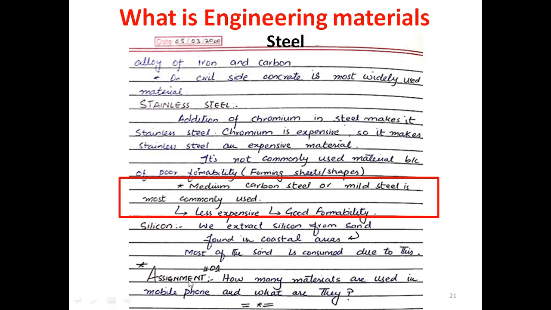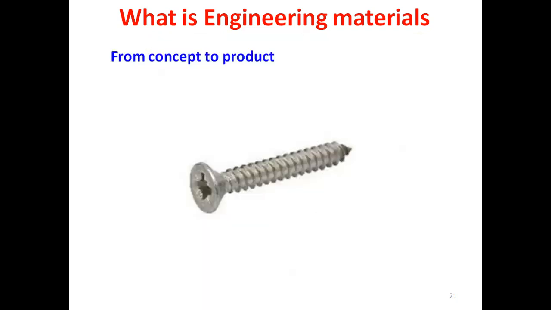Last year, I gave this assignment to the students. Again, I'm giving the assignment to you. The assignment is: how many materials are used in mobile phones, and what are they? You have to search, Google it, or you can look at your own mobile, and then write an assignment on what materials are used in your mobile phone. That is your assignment and you have to submit it.